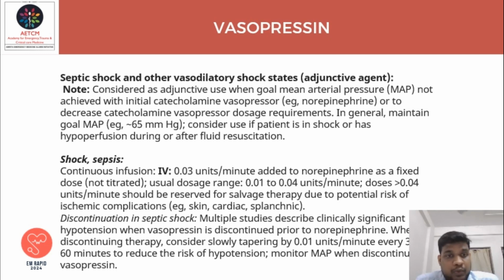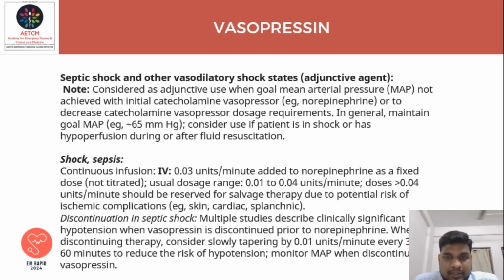In shock due to sepsis, we can use a continuous infusion. The IV dosage is 0.03 units per minute added to the norepinephrine as a fixed dose. Usual dose range is 0.01 to 0.04 units per minute. Doses of more than 0.04 units per minute should be reserved for salvage therapy due to the potential risk of ischemic complications. And now, discontinuation in septic shock.